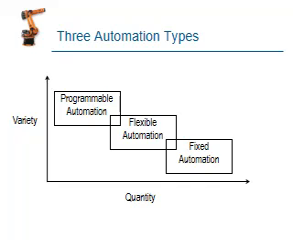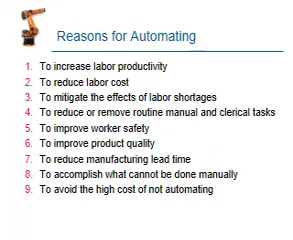Another one is flexible automation. We produce a moderate quantity, and the variety of components is moderate. Another one is programmable automation. Here the quantity is very low and the variety is very high. If you go for very high variety, the quantity of production is very low. So these are the three types of automation.